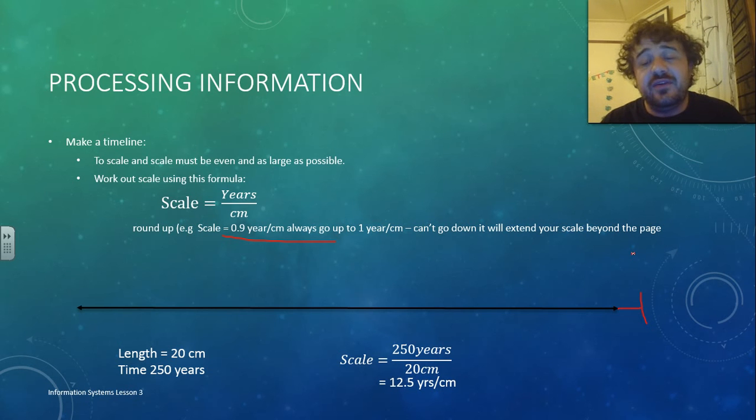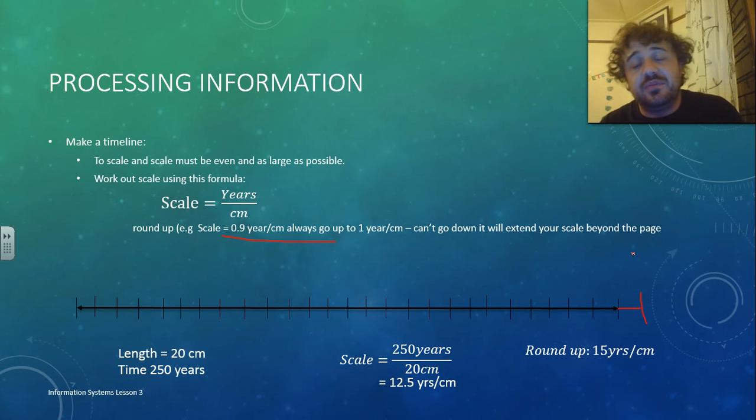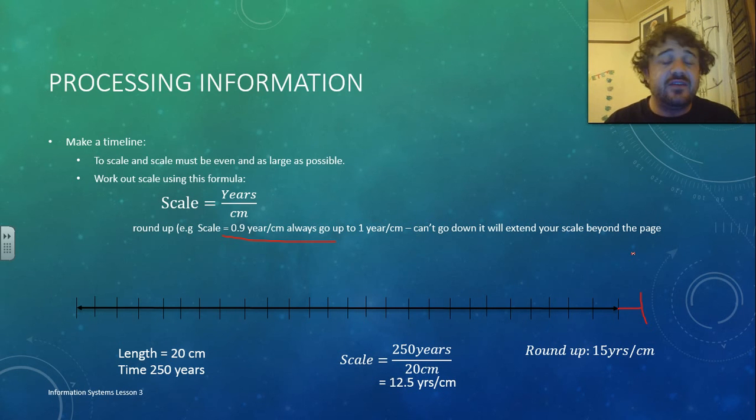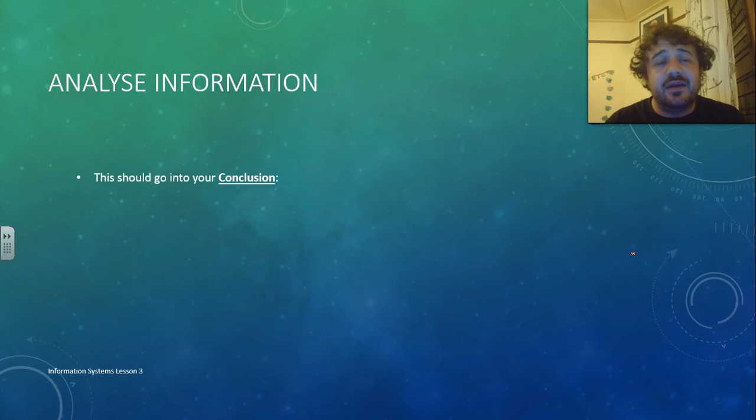So 12.5 years, that's a bit awkward. So if we round that up to 15 years per centimeter, then we get a nice even scale, and we plot it in there. Now remember, you're going to get rid of these lines eventually and just have the important ones, but you can put a few in there as a guide, maybe just 2 or 3 lines in there.